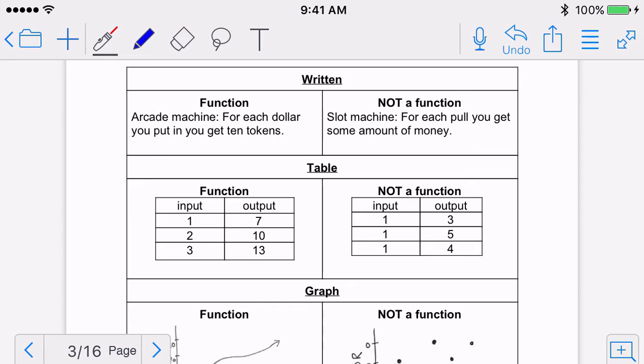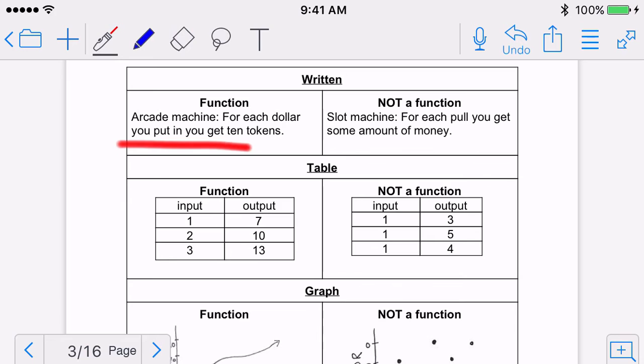But something that wouldn't be a function would be a slot machine. You could think of your input as every time you pull or push the button, depending on what kind of slot machine you're using. And then your output is some amount of money, but it's never usually the same amount. A lot of times it's zero money, or maybe you get $100 or $50 or $2 or something outrageous. So every time you do that input, you're getting a different output value. It's not paired with exactly one, it's paired with a bunch of different output values. So that's not going to be a function.